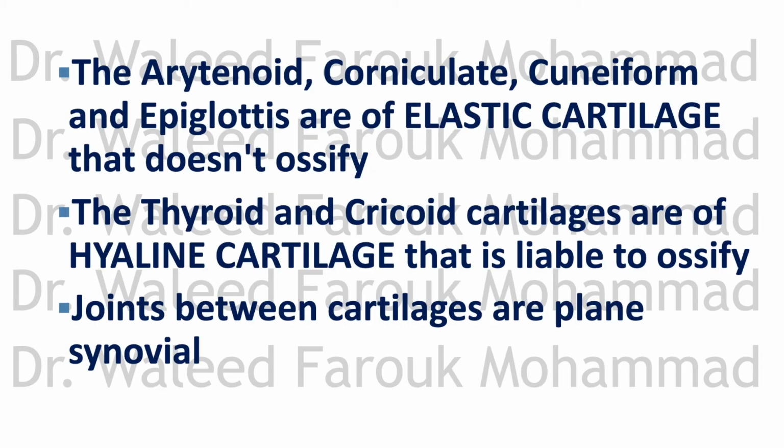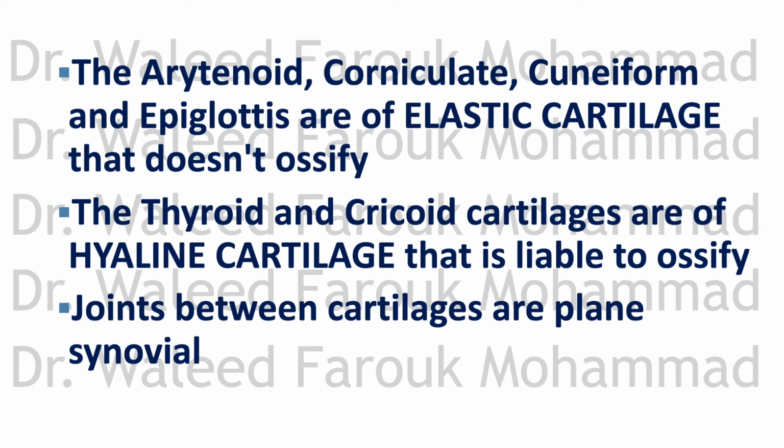Now, the cartilages we talked about, the thyroid, the cricoid, the arytenoid, the corniculate, and the cuneiform, are of different types. There is a type of cartilage called the hyaline cartilage, which is pure cartilage, pure chondrocytes in matrix. And we have another type of cartilage which is hyaline based, but with the addition of elastic fibers in it to make it more resilient and elastic. Now, the hyaline cartilage ossifies with age, but the elastic cartilage doesn't.